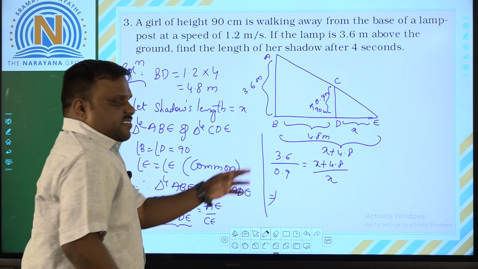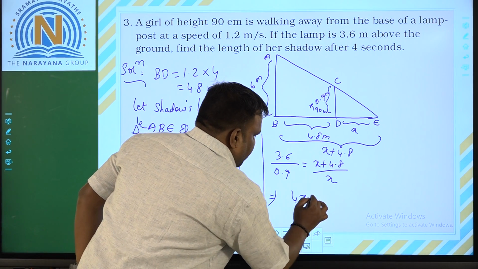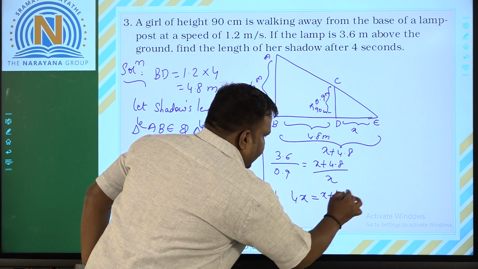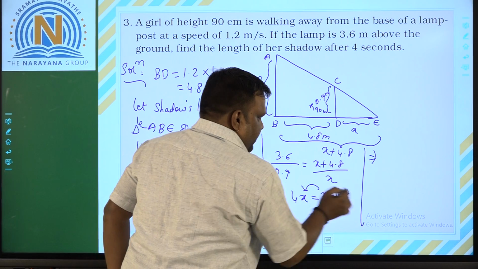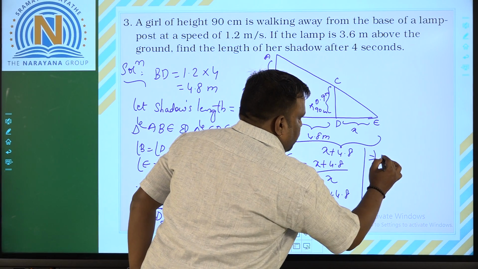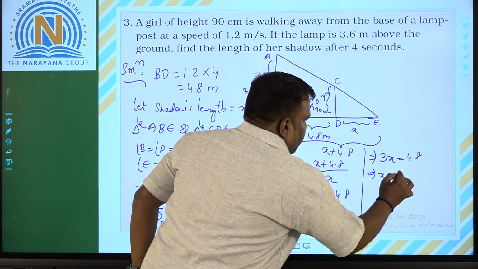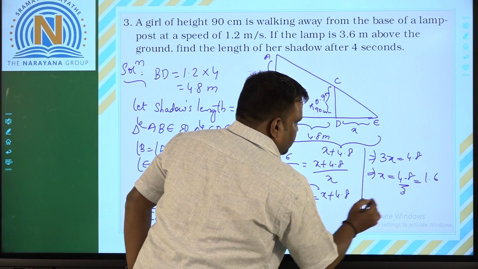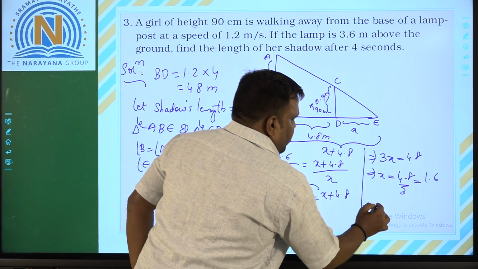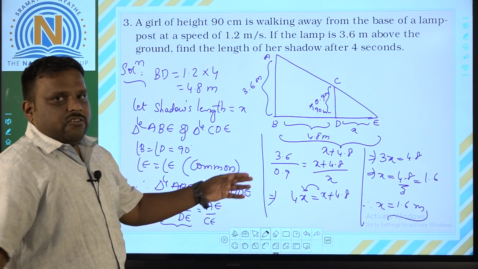Now on cancelling, 3.6 by 0.9 will be 4, and x multiplies here, so 4x is equal to x plus 4.8. From here, when x comes to this side, it will be 4x minus x, that is 3x. 3x is equal to 4.8. x is equal to 4.8 by 3, that is 1.6. Therefore, the length of our shadow is 1.6 meters. So, this is the solution. Thank you.